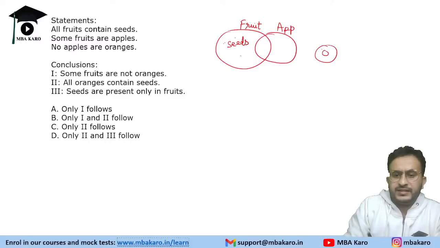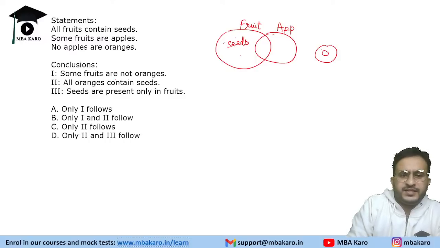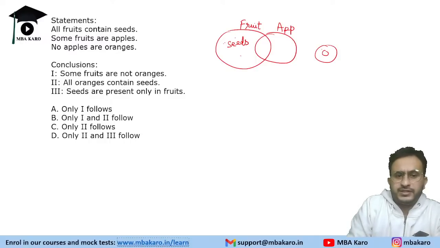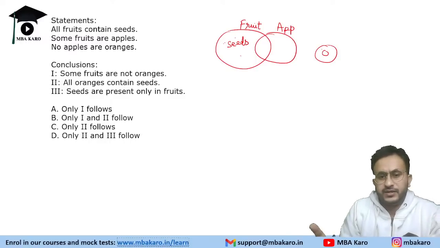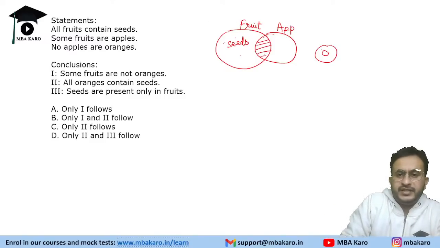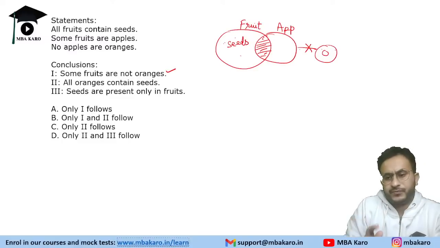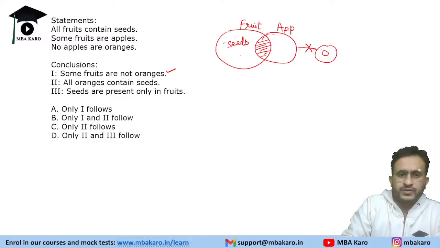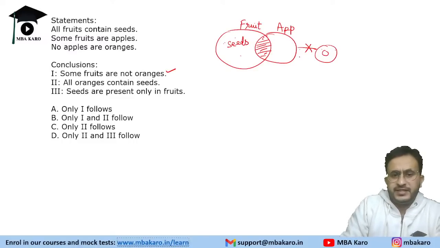Now it says that the conclusion is some fruits are not oranges. So will this conclusion hold true? See, if we say that some fruits are apples, right? So these fruits cannot be oranges because oranges and apples cannot overlap with each other, right? There is no overlap between them. So this part definitely cannot be orange. So that is true. All oranges contain seeds, right?